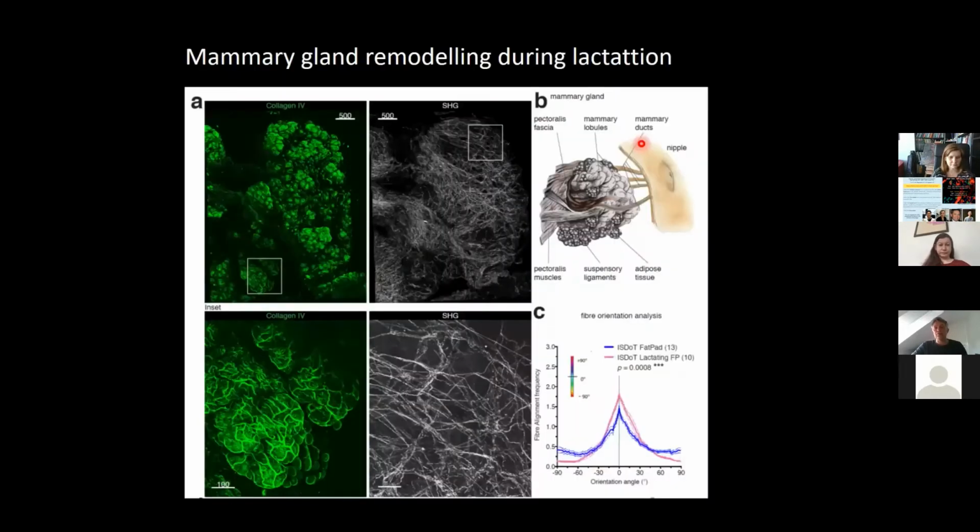The next thing we did was we tried to take different kinds of organs. Here we took a lactating mammary gland, and as you can see, this is the entire gland. We stained this for collagen 4 and looked at the collagen fibers, and we could quantify here, as you can see, that during lactation the collagen fibers start to get linearized compared to the more curled and bended collagen fibers we see in a healthy or normal, let's say, breast.